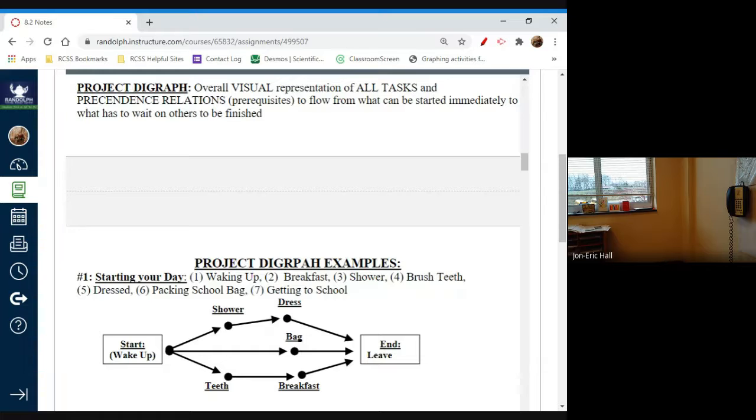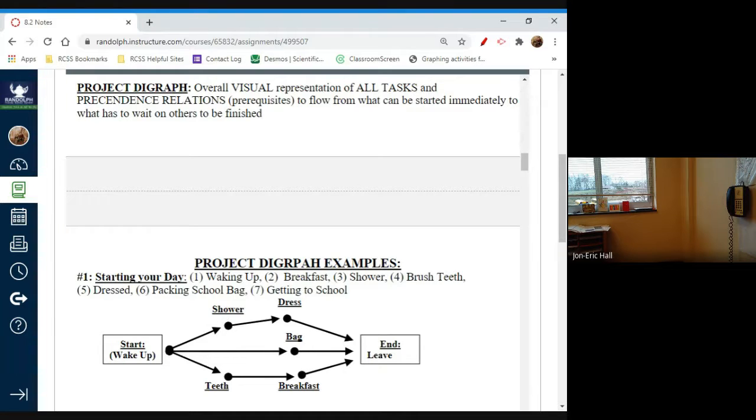What would you do first? Well, first you have to wake up. So you wake up, and then you've got 2 things that you're probably going to do. To you and me, you could either shower or brush your teeth. You could be in the shower while you brush your teeth, right? But you're going to do one of these 2 first, right?